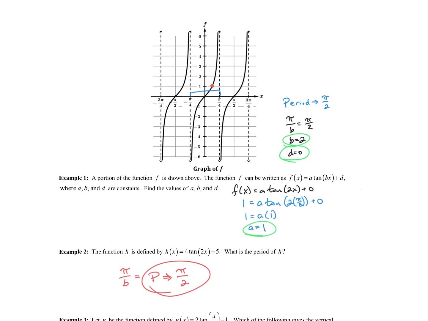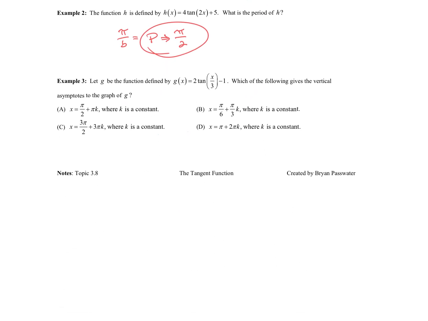All right, let's keep moving. All right, let's keep going. Go, Ethan. Let g be the function defined by g of x equals 2 tangent of x over 3 minus 1. Which of the following gives the vertical asymptotes to the graph of g?